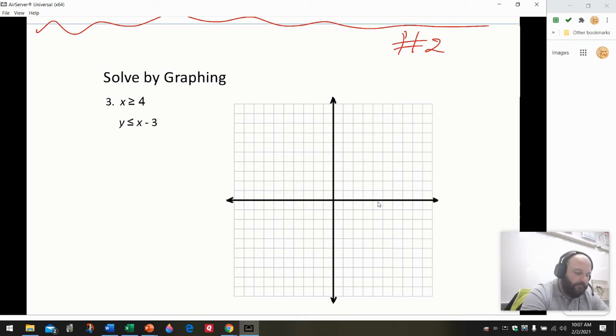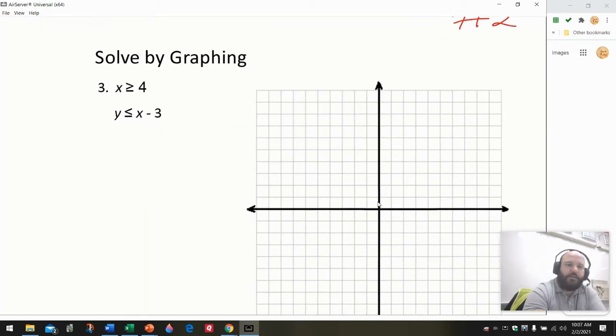So let's get started. So here in example 3, you can see we have two linear inequalities. The first is x is greater than or equal to 4. And then the second one says y is less than or equal to x minus 3. So the first one I'm going to go ahead and graph in red. And you can see that this is a special case scenario.